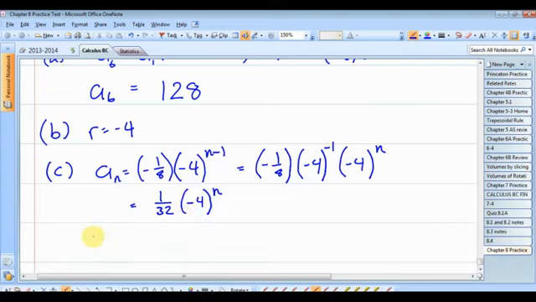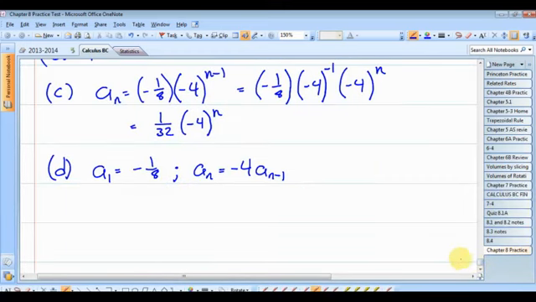Is there a D? Recursive rule. What was the first term? Negative 1/8. And then AN is equal to negative 4 times AN minus 1. So the recursive rule is R times AN minus 1.